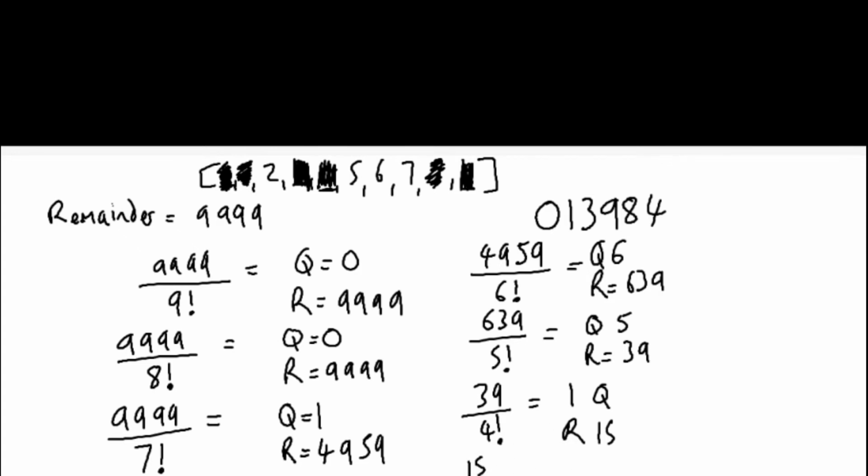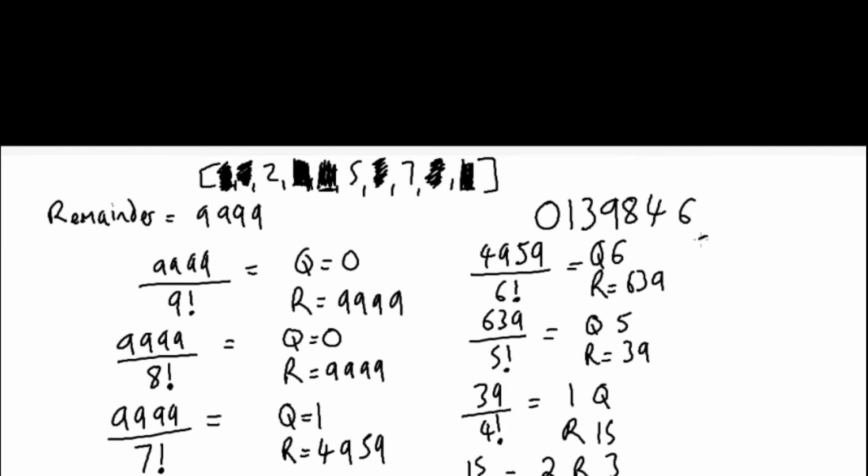So we have 15 divided by 3 factorial, which is 2, remainder 3. Second element, 0, 1, 2, that's the 6. That goes out and we carry on.